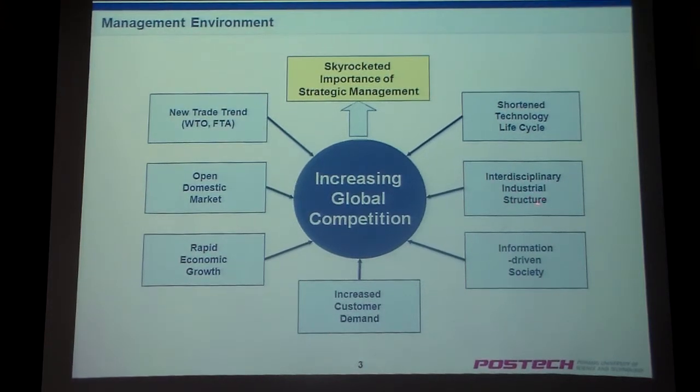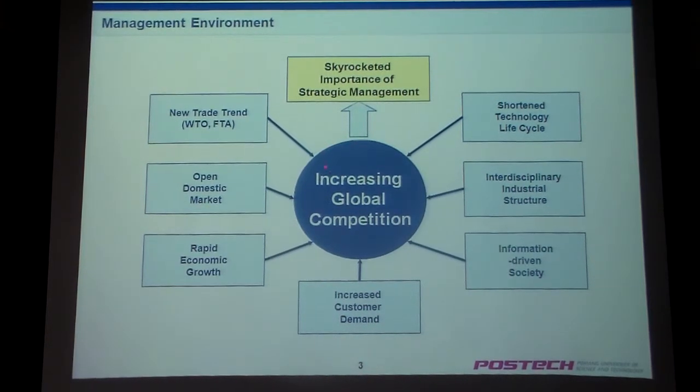Interdisciplinary industry structure: many industries are a combination of different engineering fields. Traditionally, the automobile industry is a matter of mechanical engineering. Mechanical engineering is heavily involved in the automobile industry. But right now, the automobile industry comes from a combination of mechanical engineering, electrical engineering, even biological engineering or human factors engineering. So increasingly, the industry is becoming interdisciplinary.